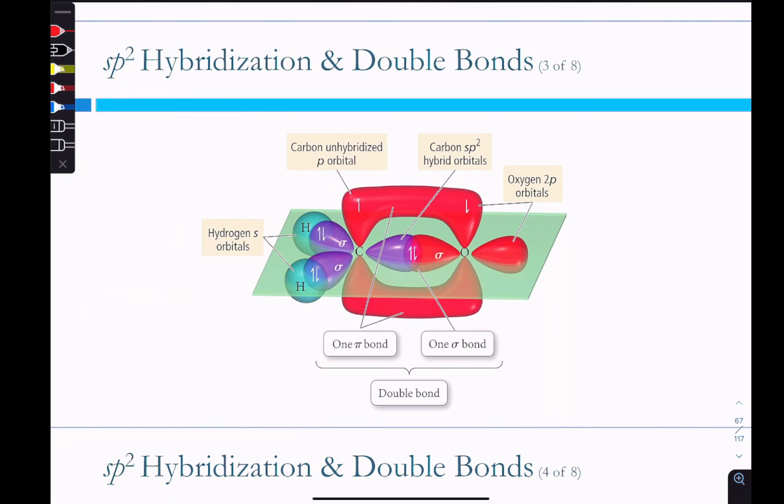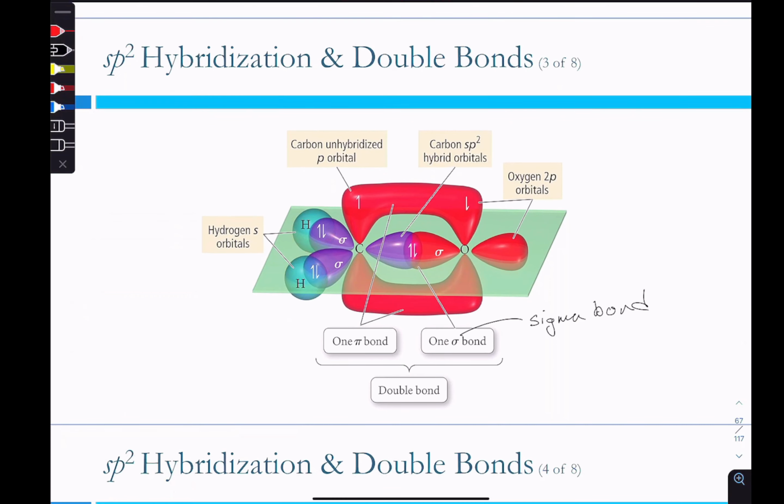and those hybridized orbitals are all sigma bonds. So this is our sigma bond. And then the remaining unhybridized p orbital becomes a pi bond.